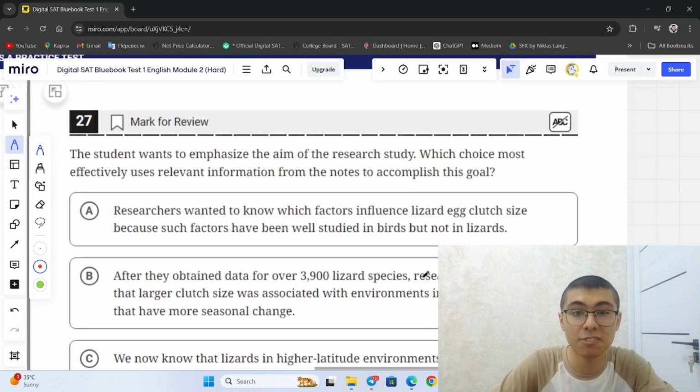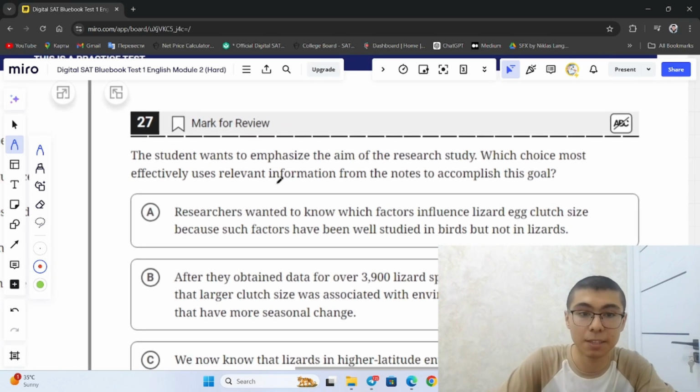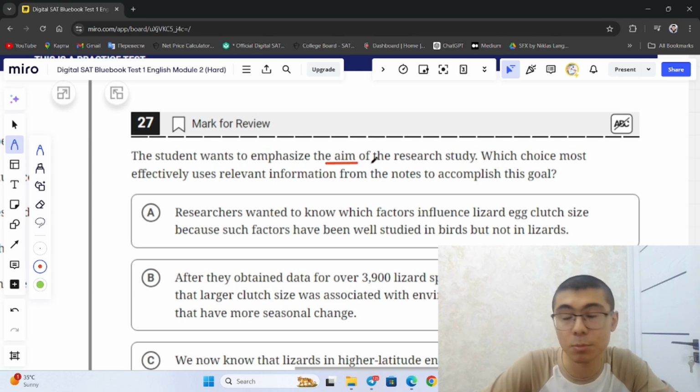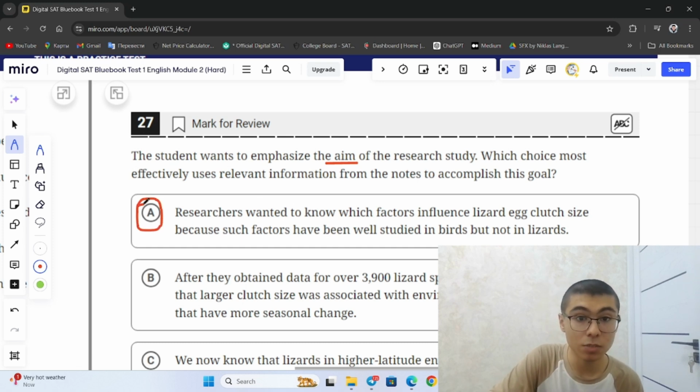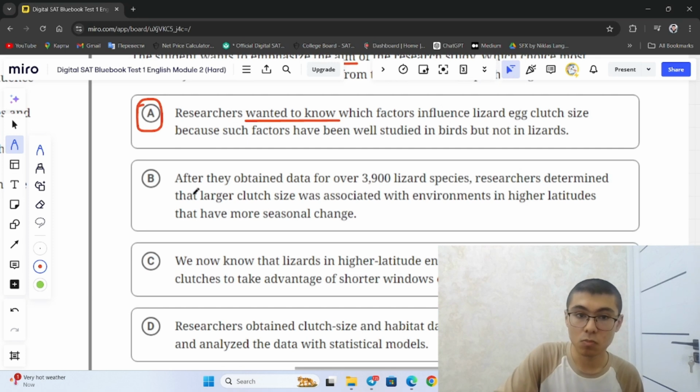So the last question. The student wants to emphasize the aim of the research study. Okay, so we want the aim or a kind of purpose, right? You've got to have something: we did something to do something. We needed to know something, right? Researchers wanted to know which factors influence lizard egg clutch size because such factors have been well studied in birds but not in lizards. So that's correct because it's saying the aim, like the researchers wanted to know it. No, it's not saying the purpose.